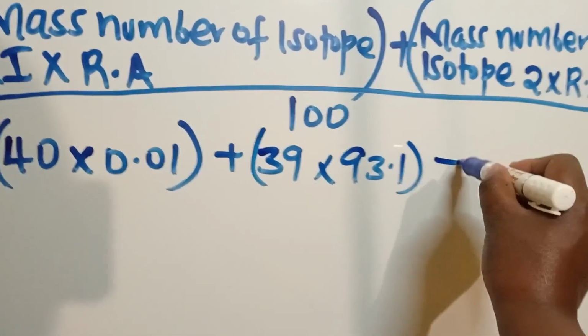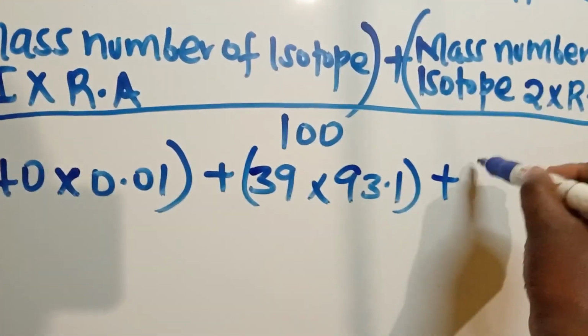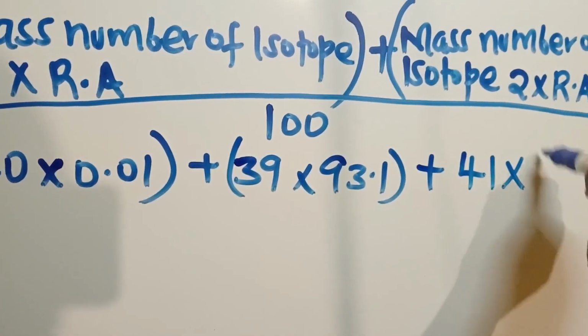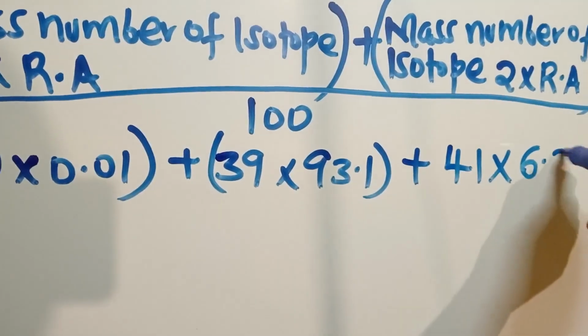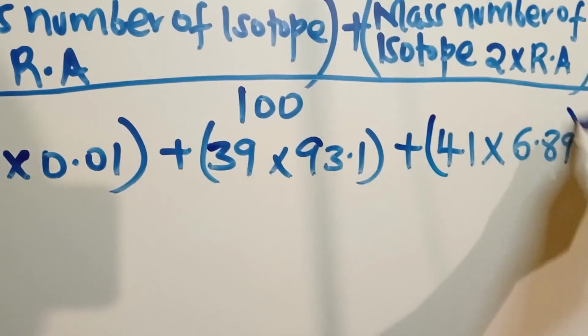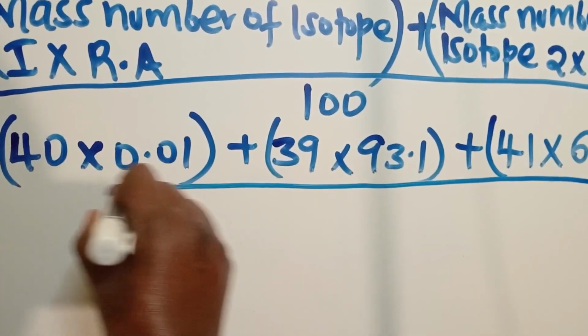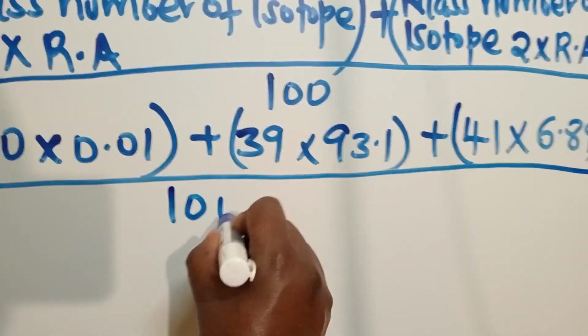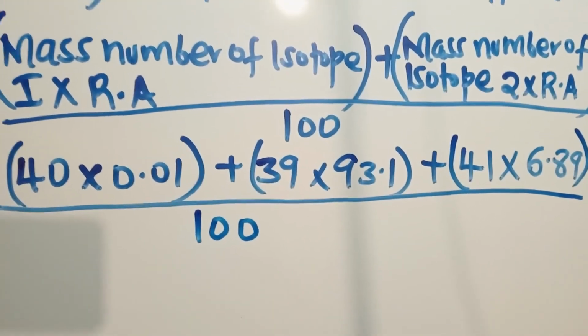We go to the other one, 41 multiplied by 6.89. Again, you put them into bracket, all of them together, divide by 100.